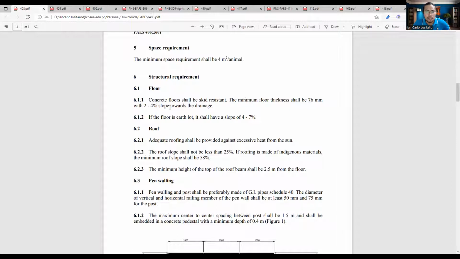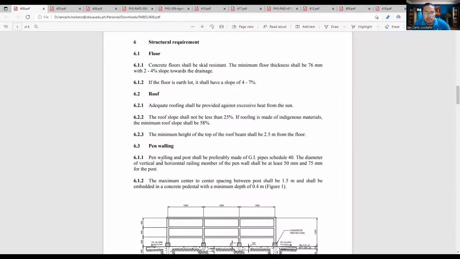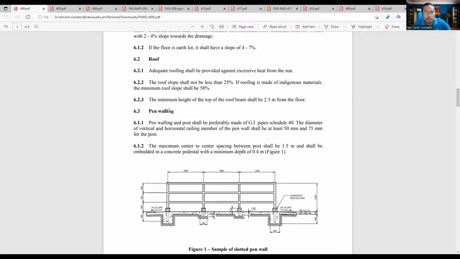And the thickness shall be 76 millimeters with a 2 to 4% slope. And for the roofing, there should be adequate roofing to prevent heating from the sun, particularly in summer or the hot or dry season.